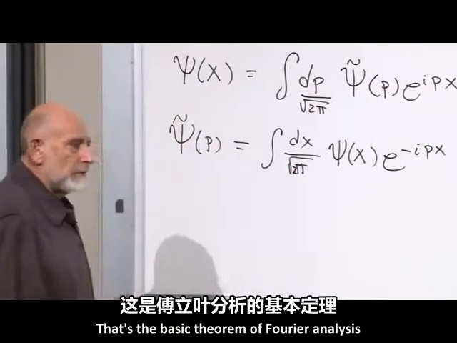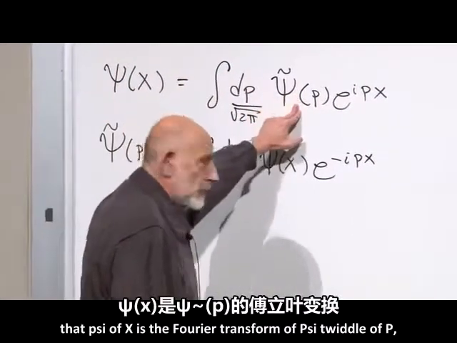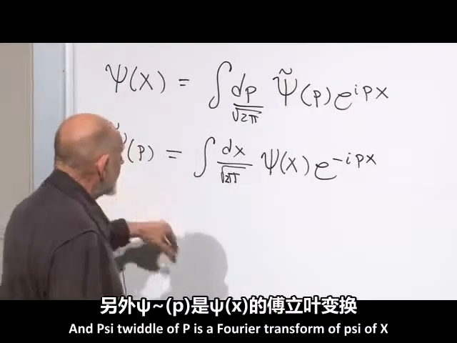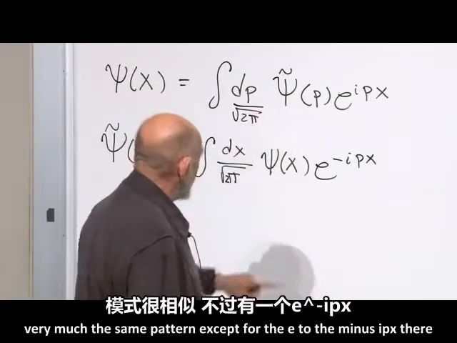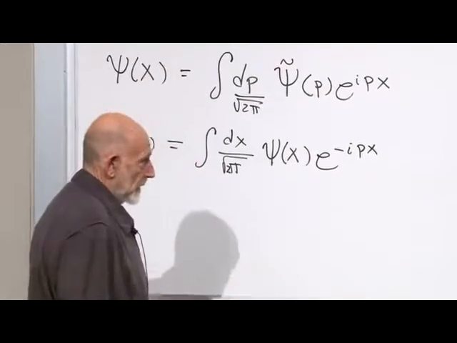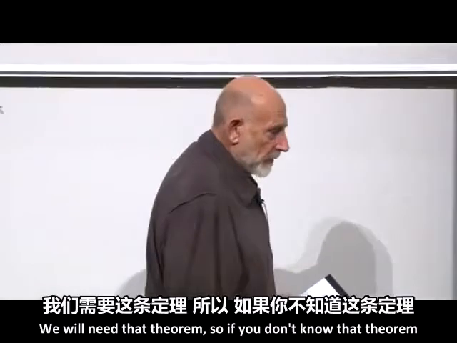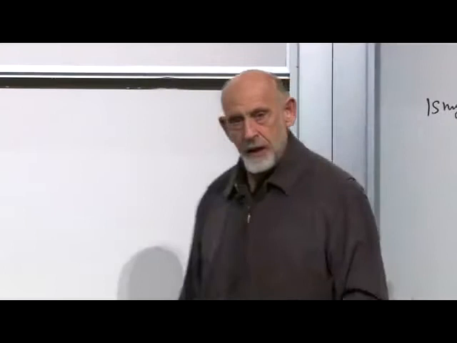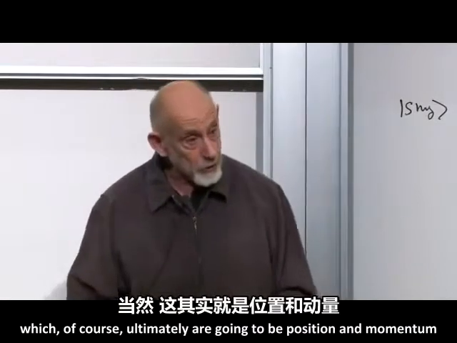That's the basic theorem of Fourier analysis, that if psi of x is the Fourier transform of psi twiddle of p, defined in this way, then psi twiddle of p is a Fourier transform of psi of x. Very much the same pattern, except that you put an e to the minus ipx there. We will need that theorem. If you don't know that theorem, it's a very important theorem in quantum mechanics. And it expresses a kind of reciprocal relationship between x and p, which of course ultimately are going to be position and momentum.